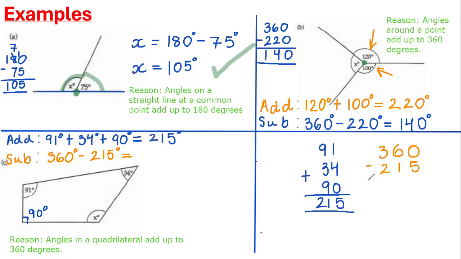We subtract them. 0 minus 5, we can't subtract that, so it's going to be 5 up top here. It's going to be 1. So 10 minus 5 is what? 5. Okay. 5 minus 1 is what? 4. And 3 minus 2 is what? 1. So it's going to be 100 and 145 degrees. 145. Did anyone else get 145 before me for X?